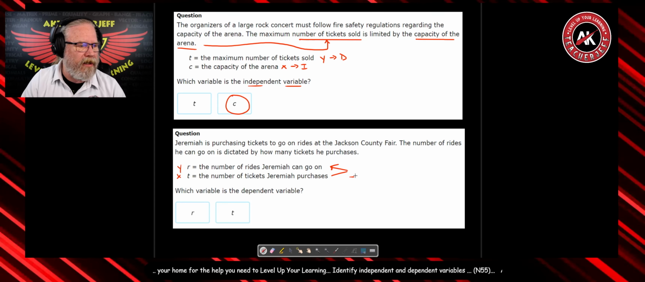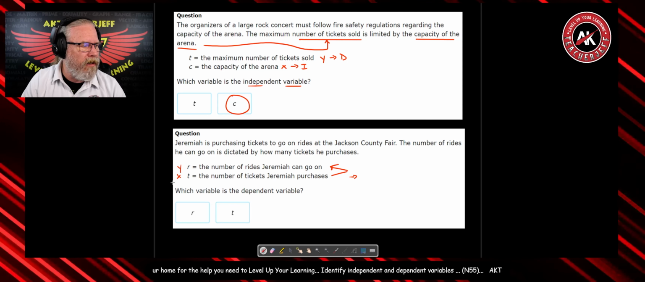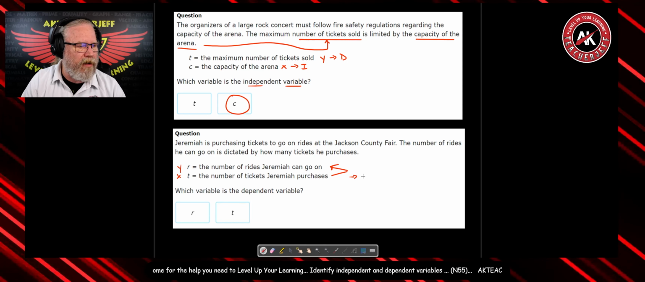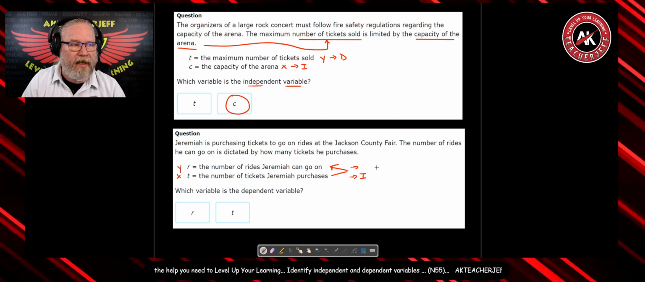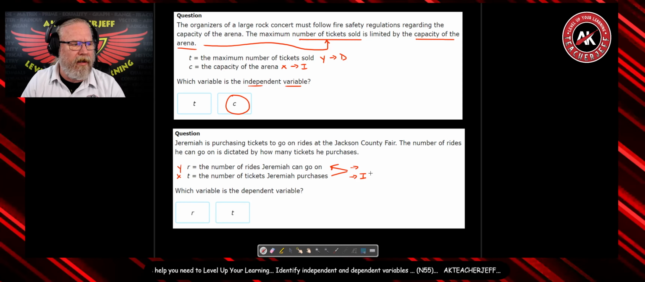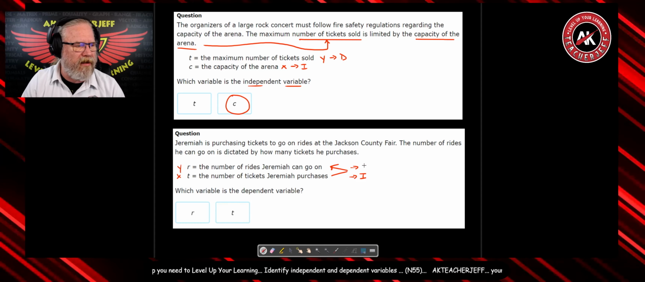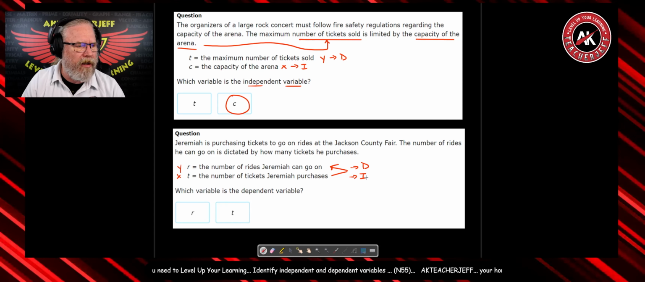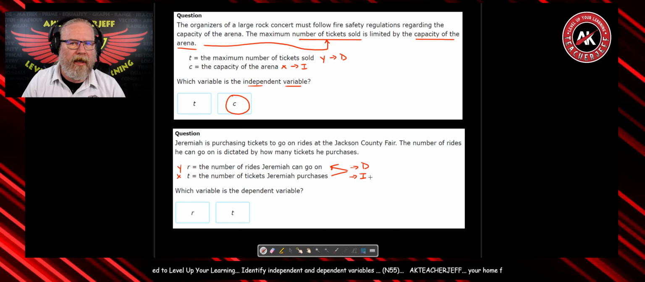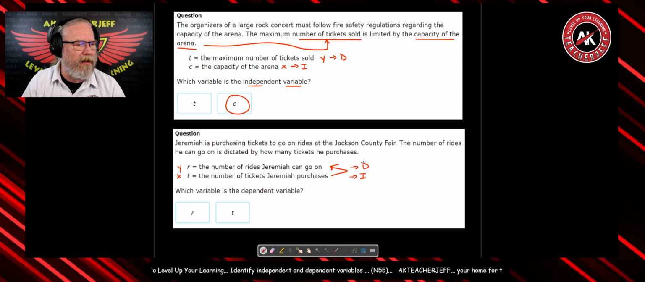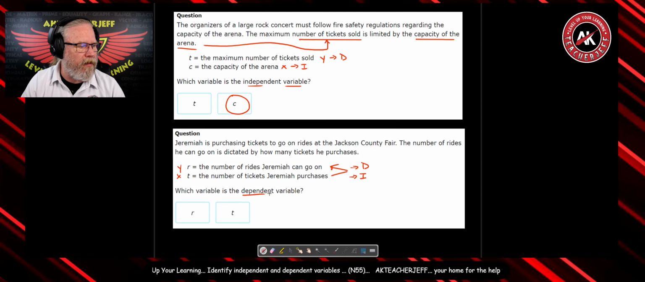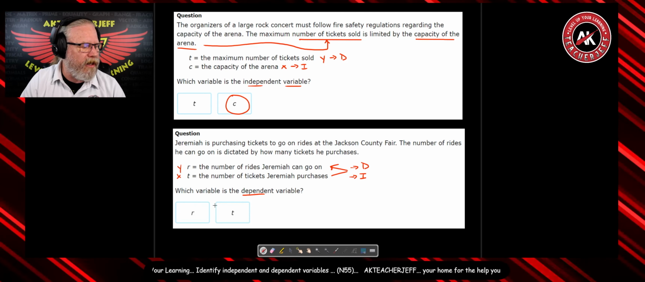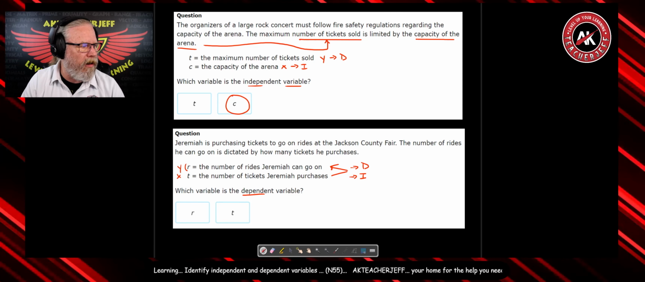Or another way to say this is that our value of T, the number of tickets purchased, is the independent variable because it's the one doing the causation or the one affecting the other. The number of tickets that he purchases affects how many rides he can go on. So T is going to be our independent variable. R is going to be our dependent variable. So they want to know which one's the dependent variable. Well, that looks like it's going to be R.